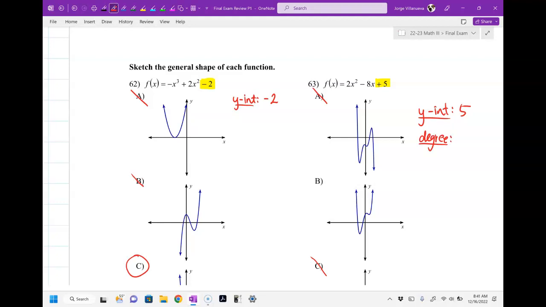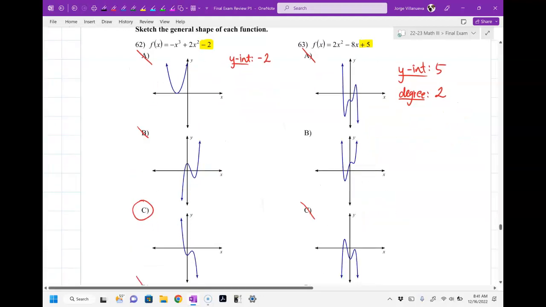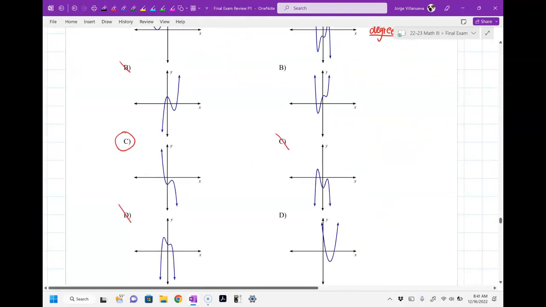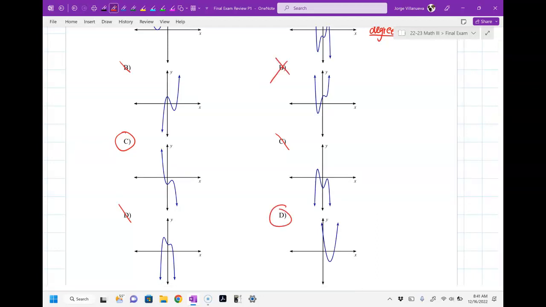The degree is 2, right? How many turns is that going to have? Maximum, 1. So we said B and D. Which one looks like it only turns once? D. It can't be B. Has to be D. B goes down, then up, then down, then up. That changes direction 3 total times. Okay? So it has to be D.